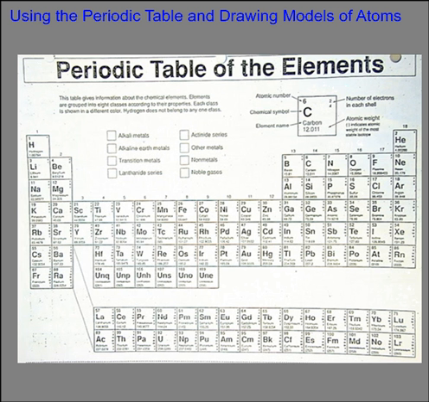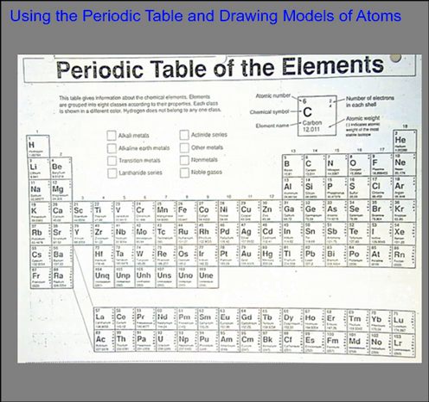Today we're going to be learning about the periodic table and how to draw models of atoms. Now to start with, let's look at a couple different periodic tables. In class I gave you two different periodic tables, and I did that for a reason. The periodic tables that you're going to find in different books may be arranged in different ways.